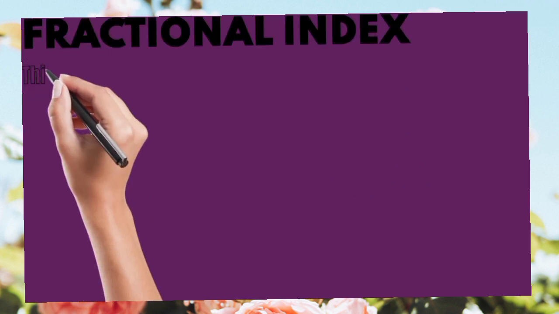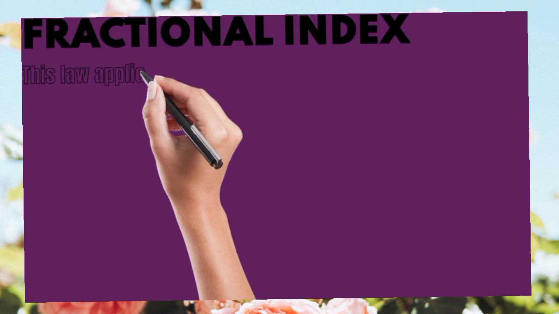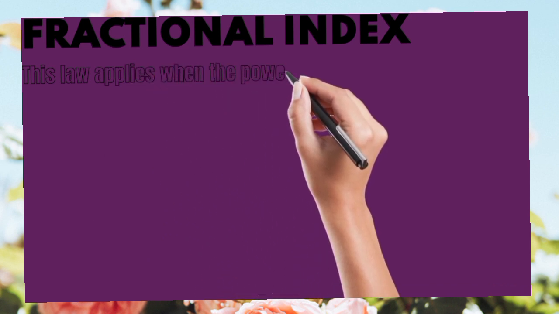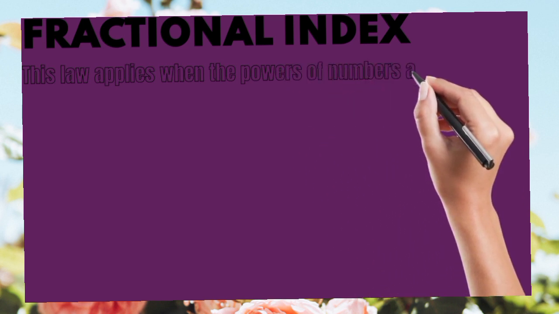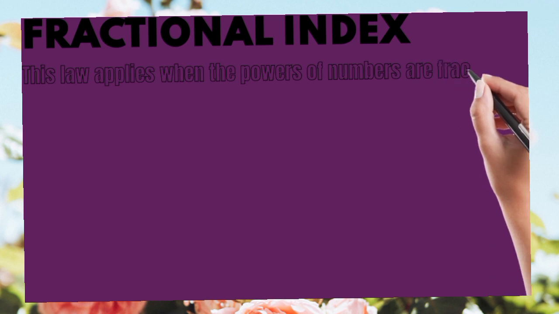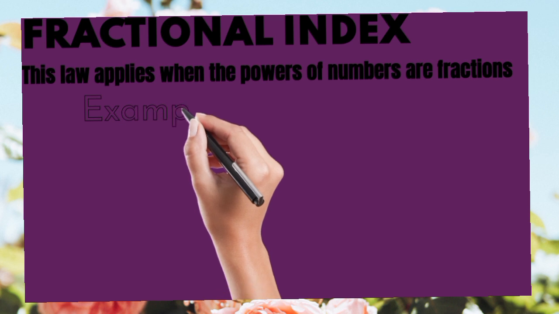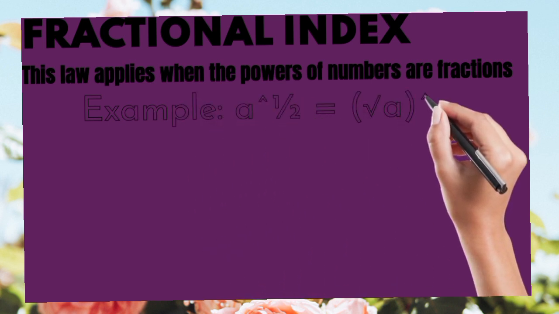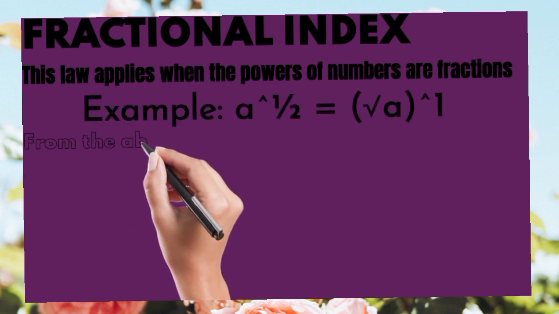Now the fractional index law. This kind of indices applies to those numbers in which their powers are fractions. For example, if you have a to the power of 1 over 2, it is equal to the square root of a to the power of 1. How did this come about?